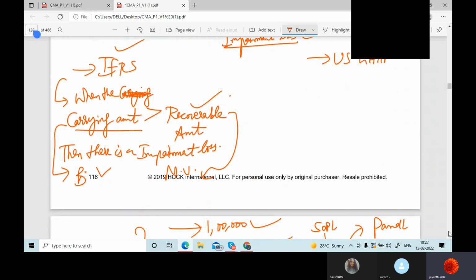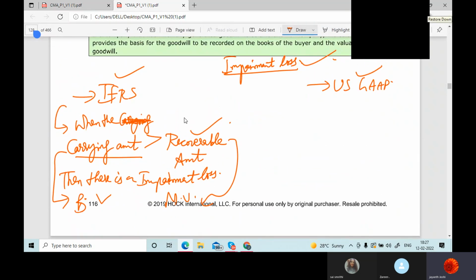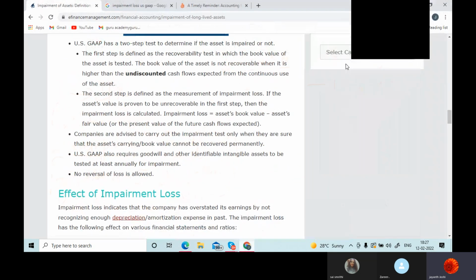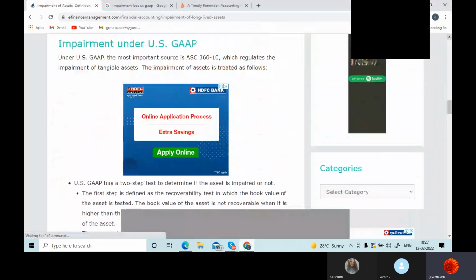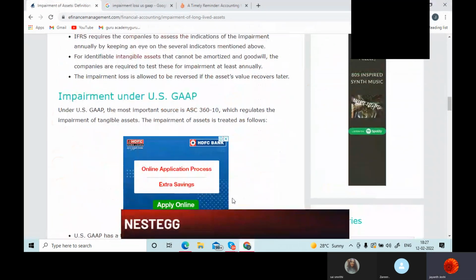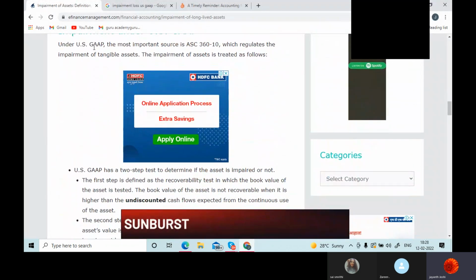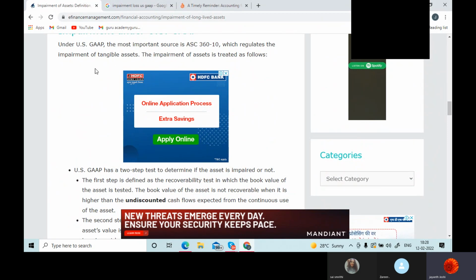Now, but the case is different in US GAAP. US GAAP has a different treatment for impairment loss. Let's understand what is the treatment under US GAAP. Okay, just see the screen. Under US GAAP, the most important source is ASC 360-10. That is a standard actually, which regulates impairment of tangible assets.